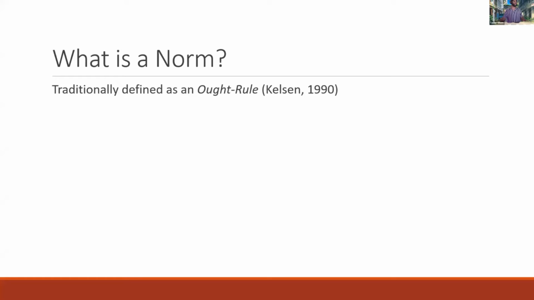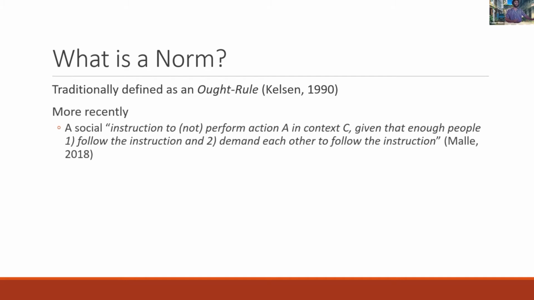Okay, so before I get into our particular approach, let's define what a norm is in our context. Traditionally, philosophers take a norm as an ought rule or an obligation. Kelsen, in his general theory of norms, took a position contrary to Kant that norms are obligations posed by other agents, so it requires an authority. And more recently, researchers have taken norms as a social instruction to perform or not perform a given action in a given context, given two conditions.